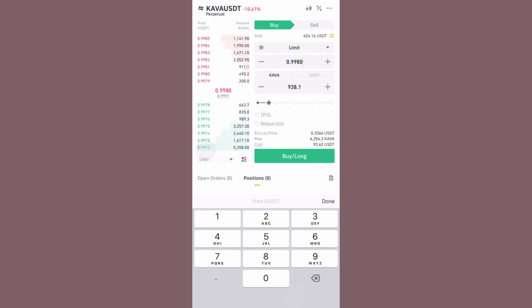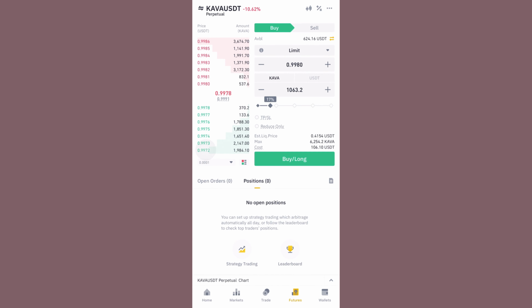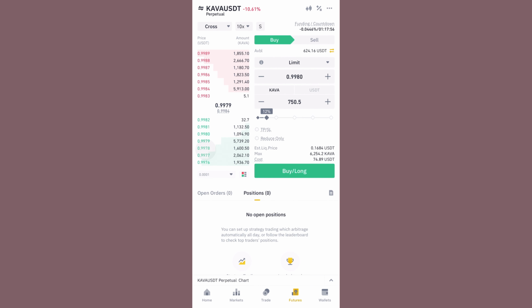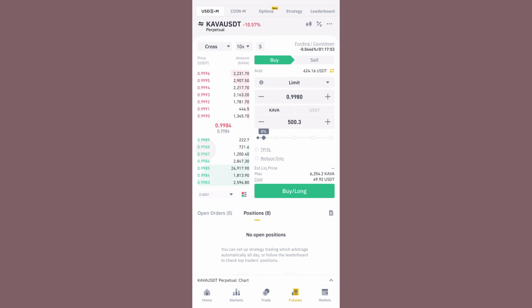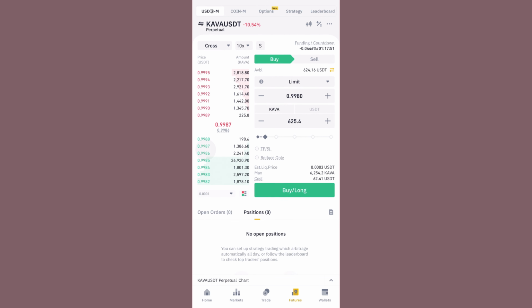Okay, so here I am just going to make sure I use 10% of my assets. I don't trade more than 10% of that, so let's make it 10%. And the equivalence of the 10%, you can see it below, it is $62. You can see the max of KAV that I can buy. Then the expected liquidation price is 0.0003, which means I am going to buy this to go up. When it falls down to 0.0003, I'm going to lose everything in my assets because I am on cross.